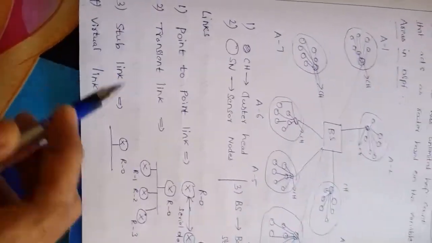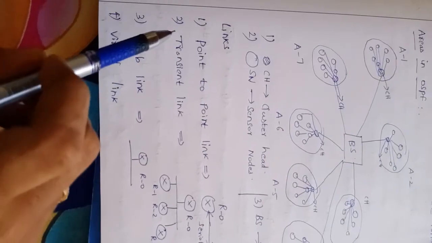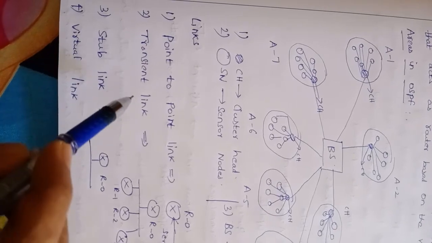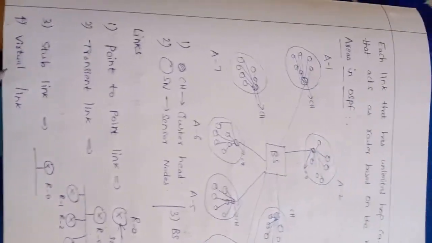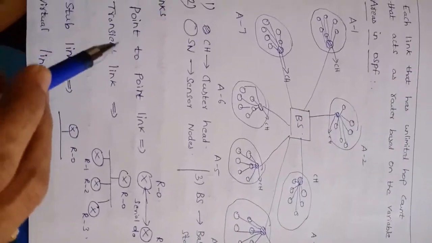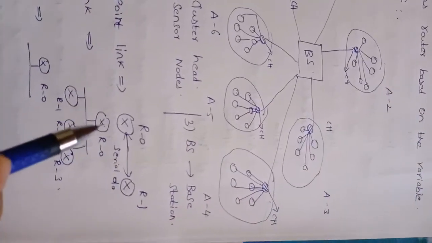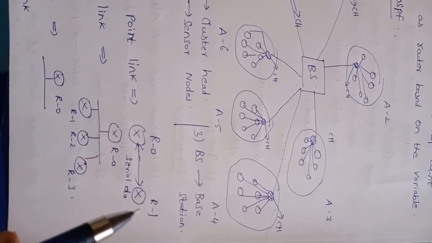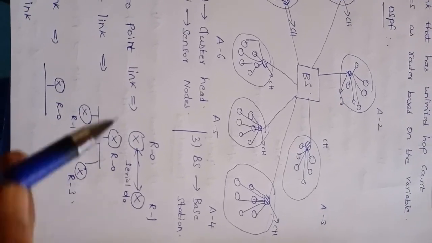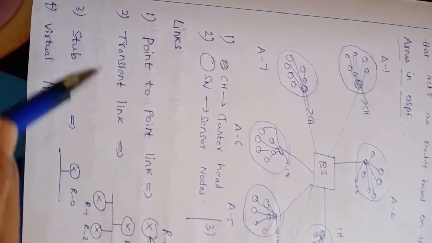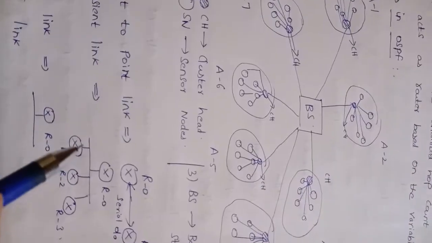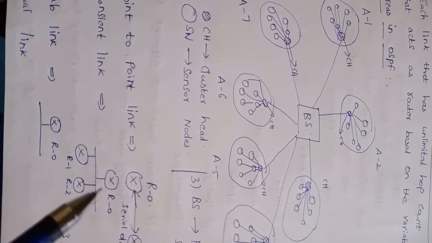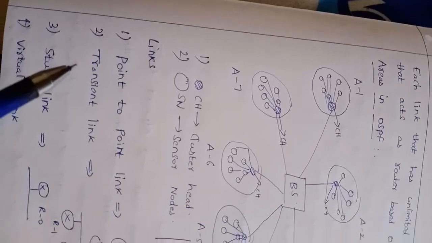Then I will be using 4 links here in OSPF. The first one is the point-to-point link, the second is the transient link, the third one is the stub link, and the fourth one is the virtual link. Why point-to-point link? Look at this diagram. There are two routers. Router 0 connects straight to Router 1 by using a serial connection, and that is known as the point-to-point link. If it is a transient link, there will be a link through which all the routers in the network are attached to that particular link. This is known as the transient link.